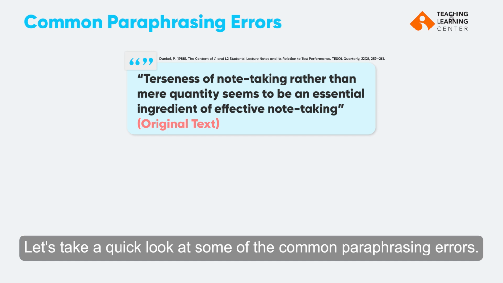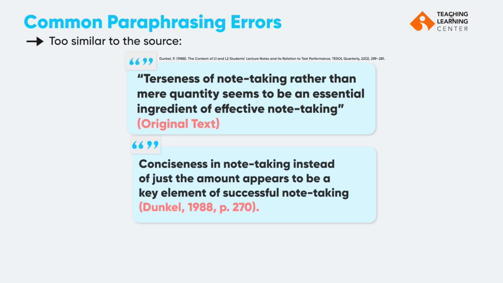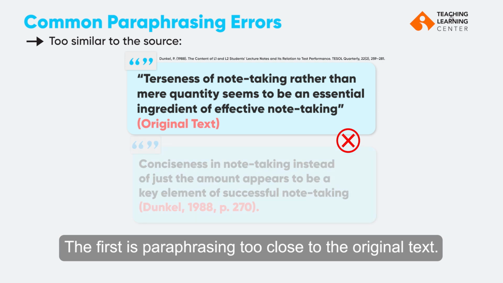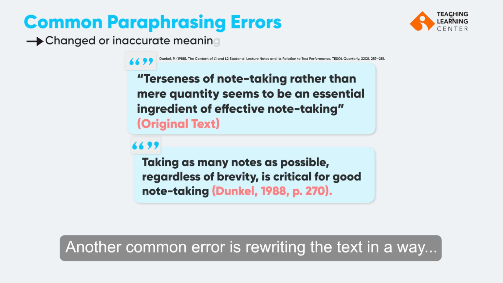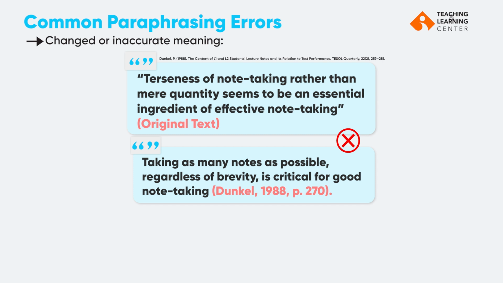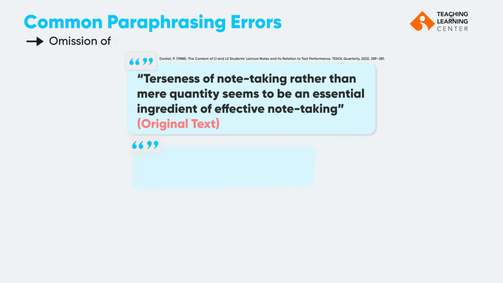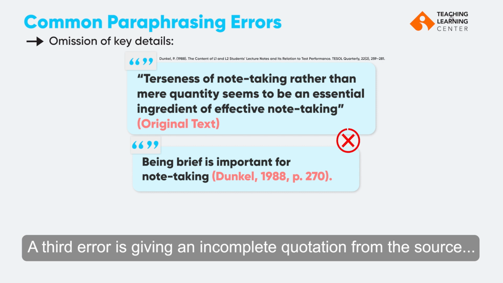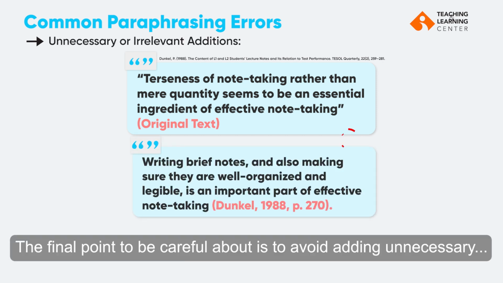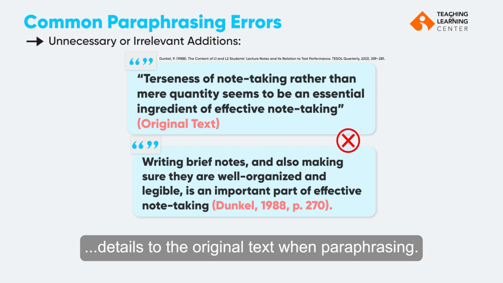Let's take a quick look at some of the common paraphrasing errors. The first is paraphrasing too close to the original text. Another common error is rewriting the text in a way that changes its original meaning. A third error is giving an incomplete quotation from the source or attributing ideas to the author that they did not write. The final point to be careful about is to avoid adding unnecessary details to the original text when paraphrasing.